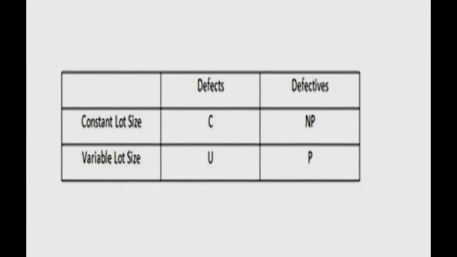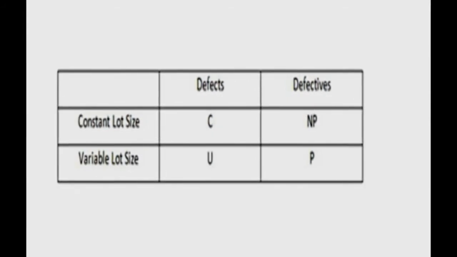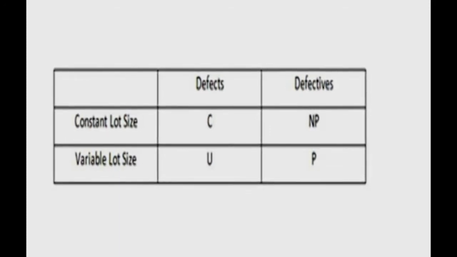In discrete data, the control chart is selected depending upon the lot size and defect or defective. Here you can see the defects and defective. Constant lot size: defects use C and defectives use NP. Variable lot size: defects use U and defectives use P.